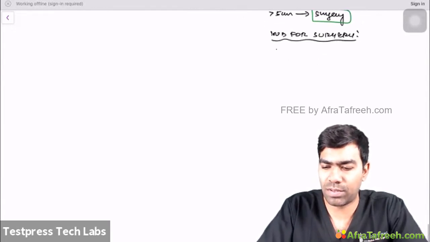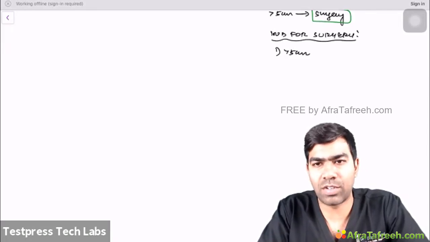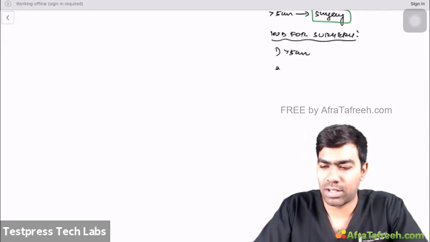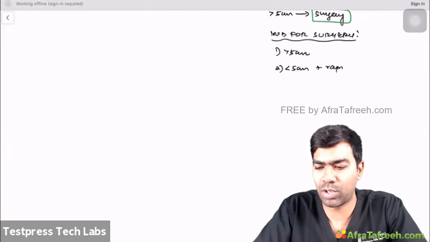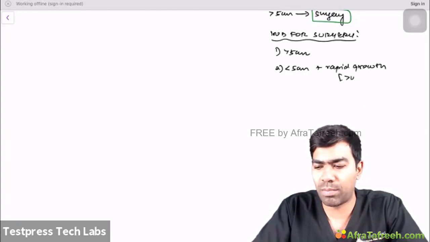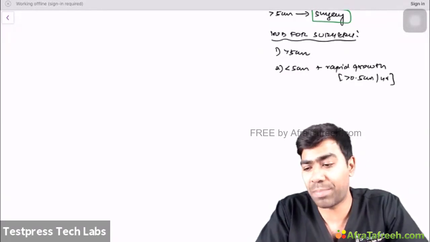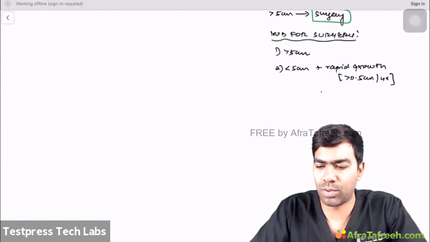Number one, we know more than 5 centimeter, definitely it's an indication for surgery. Second, if it is less than 5 centimeter, plus you have any one of the following features, for example, if there is rapid growth, like more than 0.5 centimeter per year, so which means if it's a rapid growth, more than 0.5 centimeter per year, in that setting, you can do a surgery.